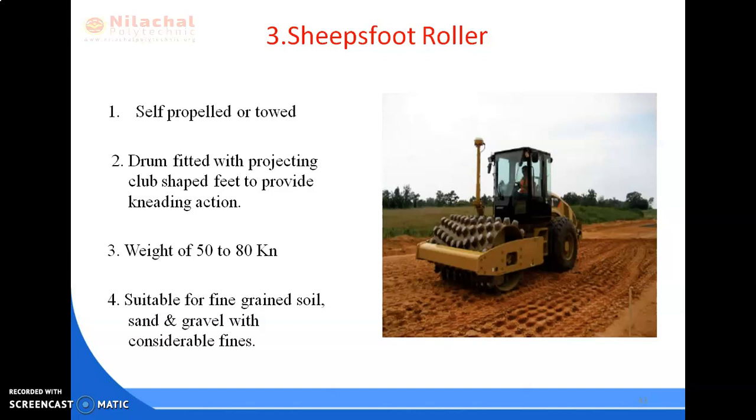Number 3, sheepsfoot roller, as shown in the figure. These are known as sheepsfoot, so its name is sheepsfoot roller. This roller is also self-propelled or towed, and here the drum is fitted with projecting club-shaped feet, like this, to provide better kneading action to the soil. Its weight is 50 to 80 kilonewton, and this roller is suitable for fine-grained soil, sand and gravel with considerable fines.